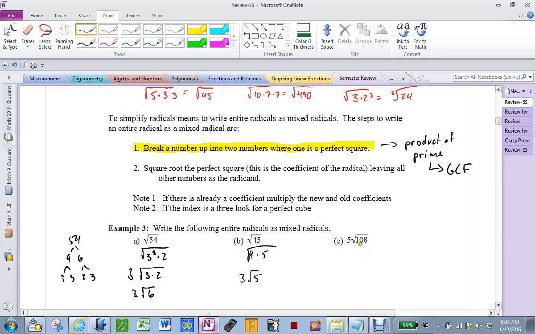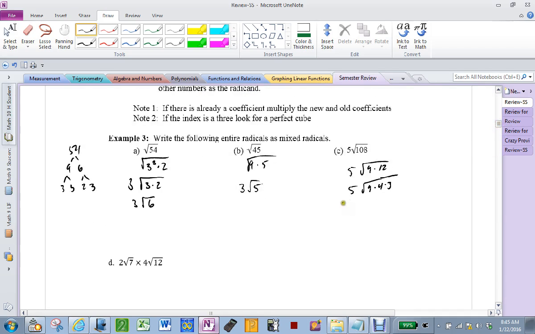108. Which way are you going to do it? 9 and 12? So you see 9 and 12, right? That's good if you see 9 and 12. So 5 root 9 times 12. And then what do you see in 12? 4. So it's 5 root 9 times 4 times 3. What's the square root of 9? 3. What's the square root of 4? 2. What was already out there? 5. What was left under there? 3. 3 times 2 times 5, 30 root 3. Everybody remember this? Sweet.